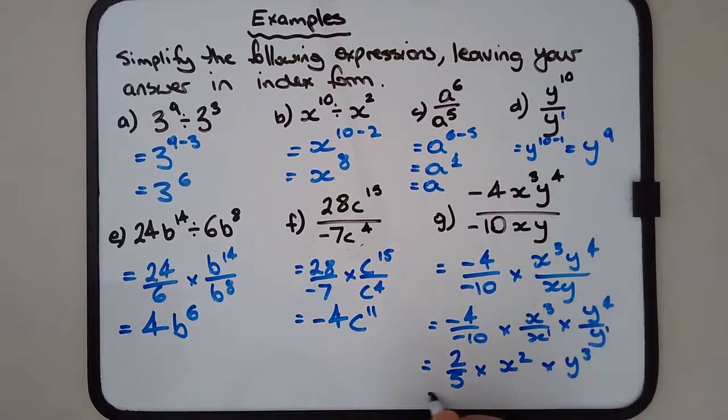Now we can combine the answer together, okay, so the 2x squared y cubed is a numerator, 2x squared y cubed over 5. We can just squeeze that in there, so over 5. So 2x squared y cubed over 5.